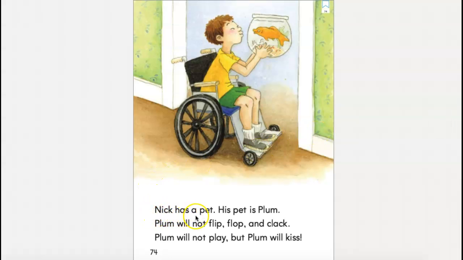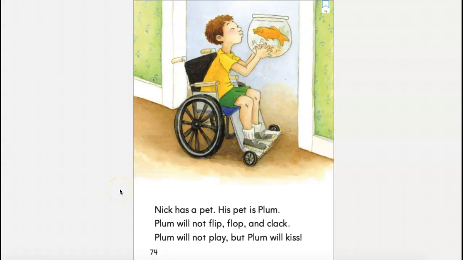Nick has a pet. His pet is Plum. Plum will not flip, flop, and clap. Plum will not play, but Plum will kiss.